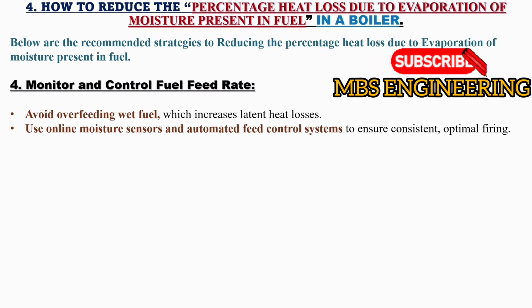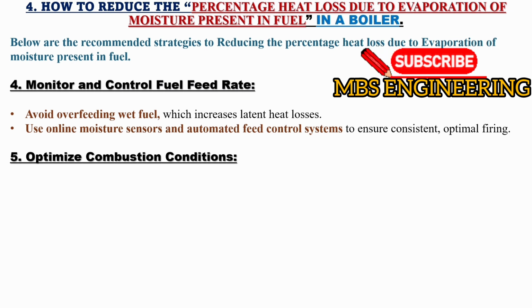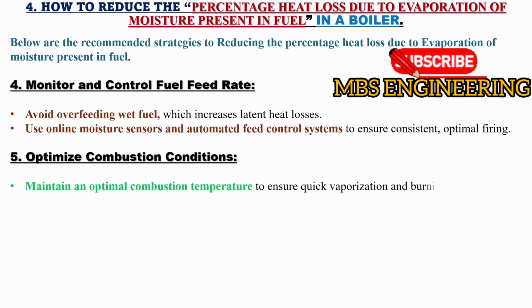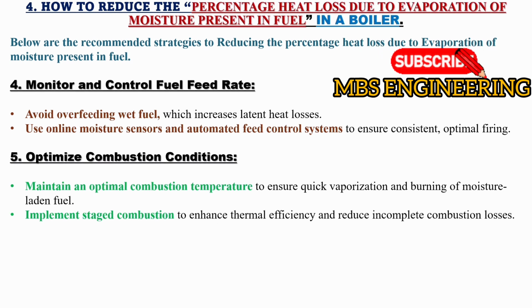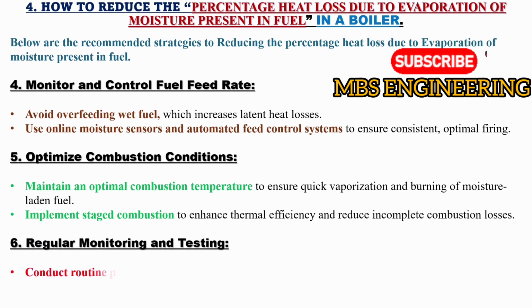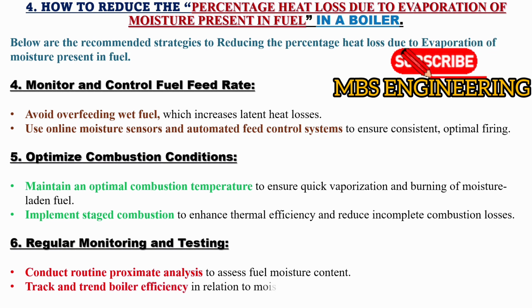The fifth recommendation to reduce the heat loss: optimize combustion conditions. It is recommended to maintain an optimal combustion temperature to ensure quick vaporization and burning of moisture-laden fuel. Implement staged combustion to enhance thermal efficiency and reduce incomplete combustion losses. The sixth recommendation to reduce the heat loss: regular monitoring and testing. It is recommended to conduct routine proximate analysis to assess fuel moisture content. Track and trend boiler efficiency in relation to moisture levels to identify improvement opportunities.